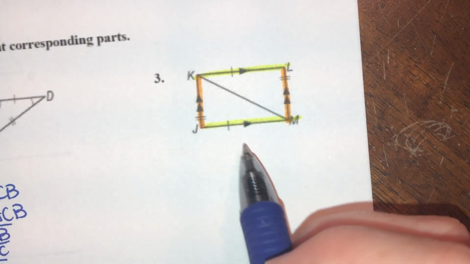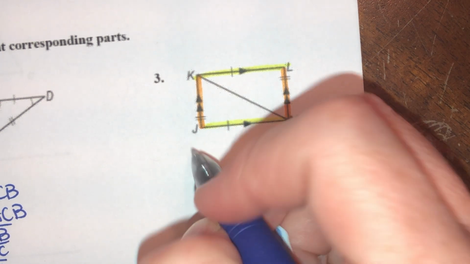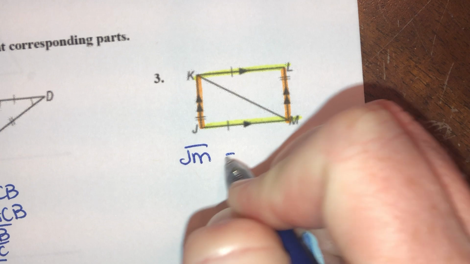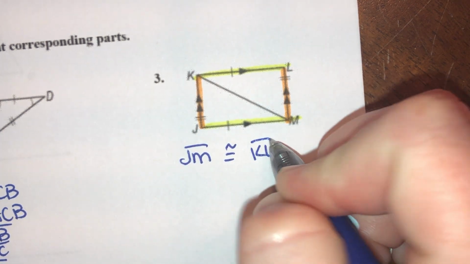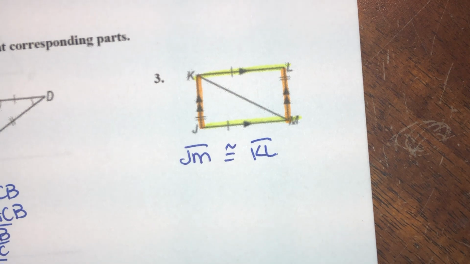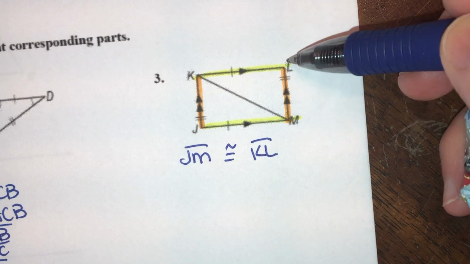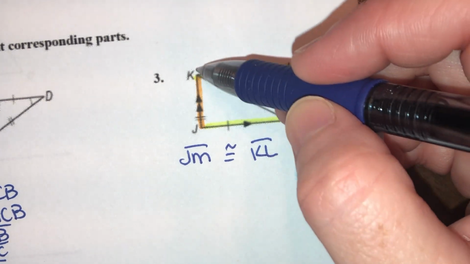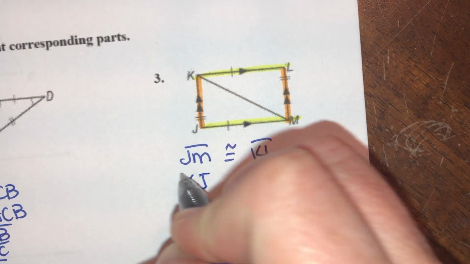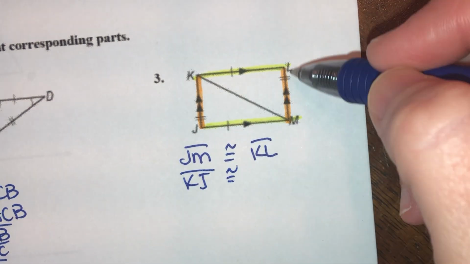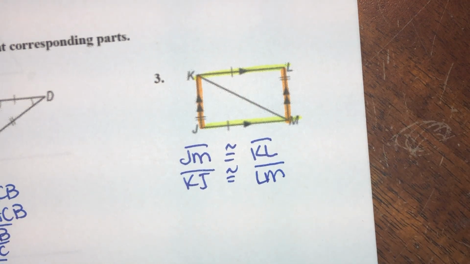All right, so first thing I'm going to do is go ahead and get the sides out of the way, right? So this side down here, JM, is corresponding and congruent to the top line here, KL or LK, doesn't matter which way you name it. And then this side over here is marked corresponding and congruent to this side. It's not marked corresponding, but it's marked congruent. So side KJ is congruent to side LM or ML, doesn't matter which way you say it.